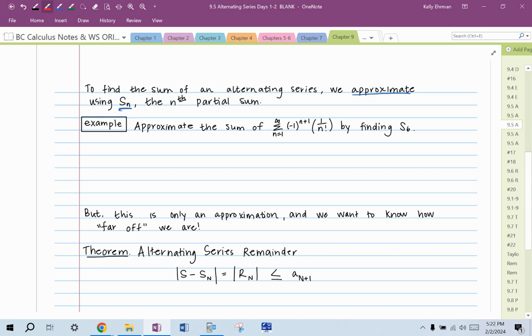So approximate the sum of this series by finding the sixth partial sum. Okay, so the sixth partial sum, you're supposed to start by plugging in 1. This means add up the first 6 terms. So if you plug in 1, you get negative 1 squared, so you get 1 over 1 factorial. If you plug in 2, you get minus 1 over 2 factorial. That's going to be plus 1 over 3 factorial, minus 1 over 4 factorial, plus 1 over 5 factorial, minus 1 over 6 factorial. Okay, so this is our sixth partial sum.